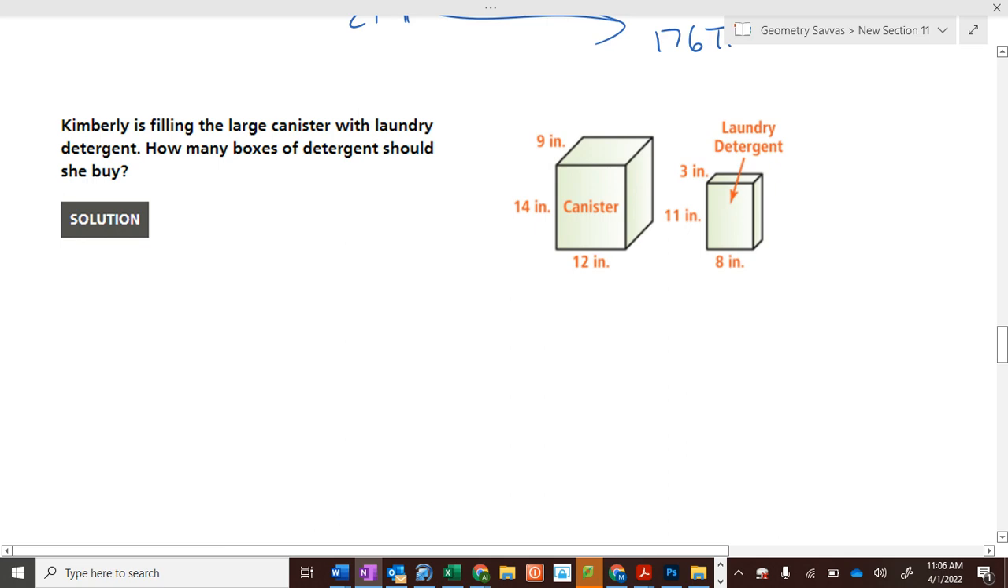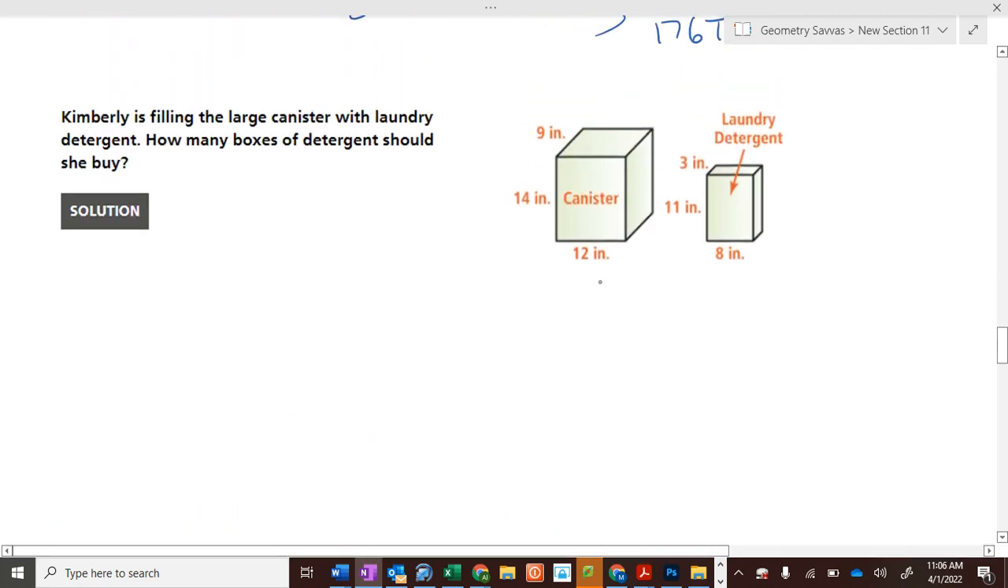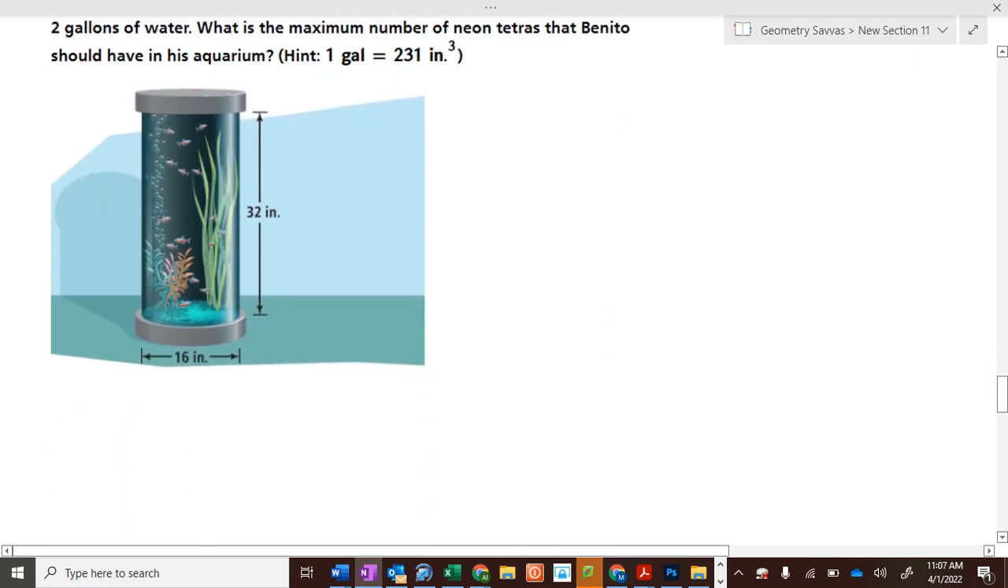All right. So if you find the volume of each, hey, if she has a big container which she scoops out laundry detergent, and how much laundry detergent is she going to pour in? Find the volume of this, find the volume of this, and then do what? Divide. Thank you. We're not going to do that problem.